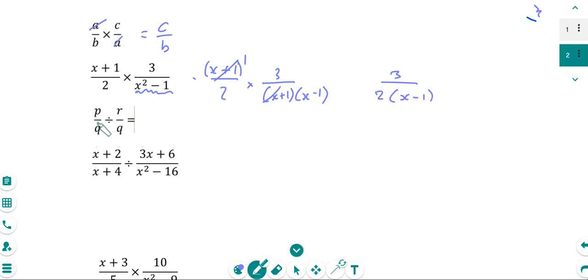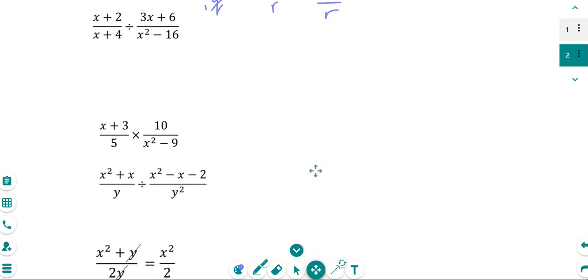Okay, next question. Division now. So division, we remember our keep, our flip, that means using the reciprocal, and then changing the sign. So this is the same as P over Q times by the reciprocal, which is Q over R. Cross out, multiplying the top, there's a 1 there, there's a 1 there, so 1 times P is P, and then 1 times R over R. Again, straightforward GCSE stuff.